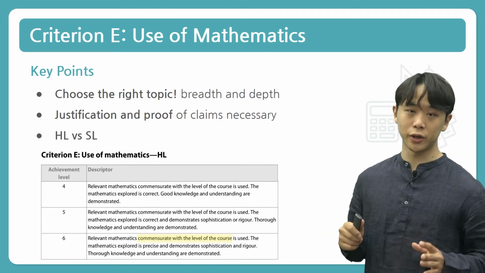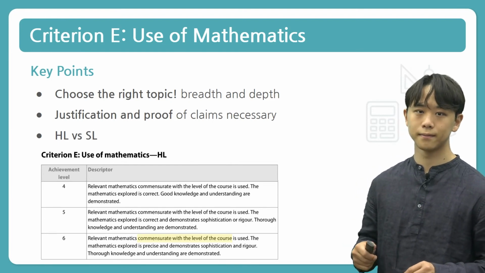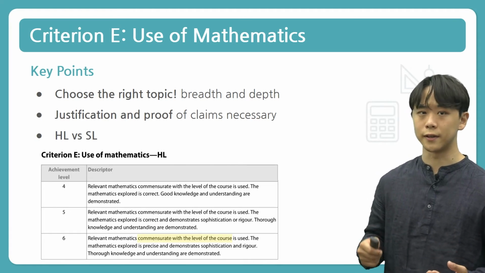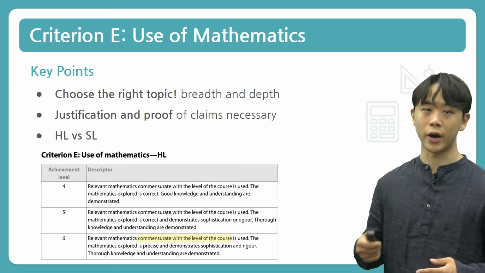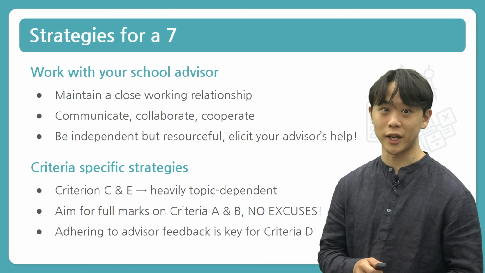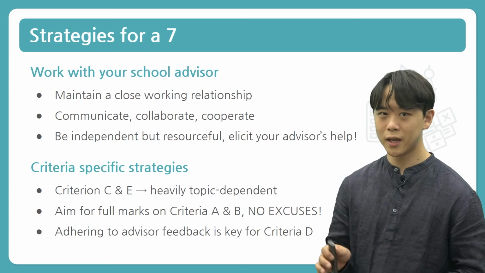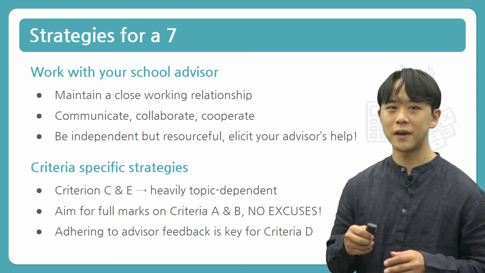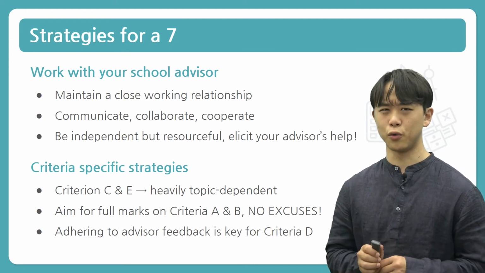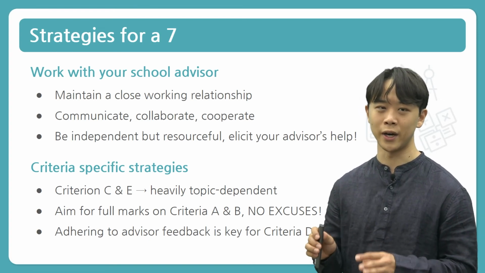But what you need to make sure is you've got to have a topic that's of the appropriate breadth and depth. Only then will we be able to demonstrate the required levels of sophistication and rigor as required in the IA. Lastly, let's move on to the criteria-specific strategies. For criteria C and E, personal engagement and use of mathematics, these are very topic-dependent. If you have a good, strong topic, you should have no problem getting high marks, whereas if you have a weak, simple topic, you may struggle a bit in order to obtain the highest of marks in these areas.